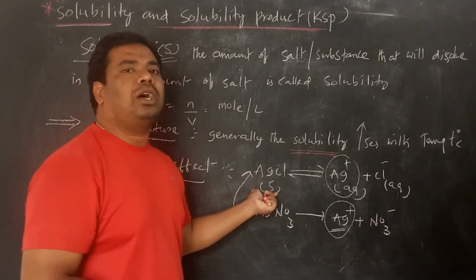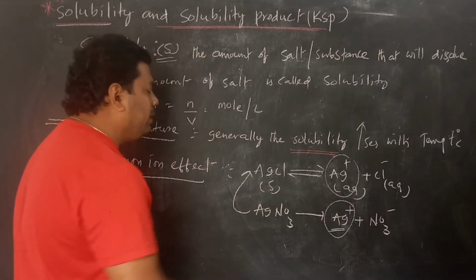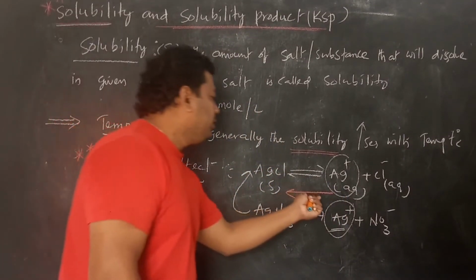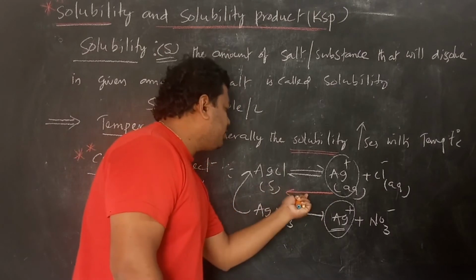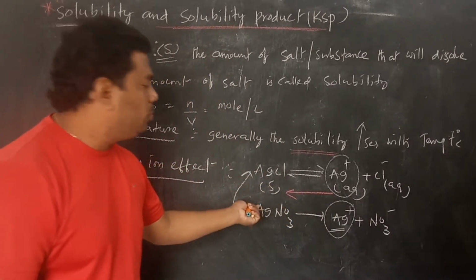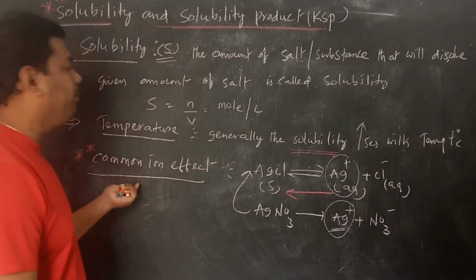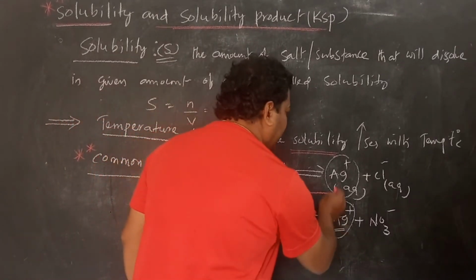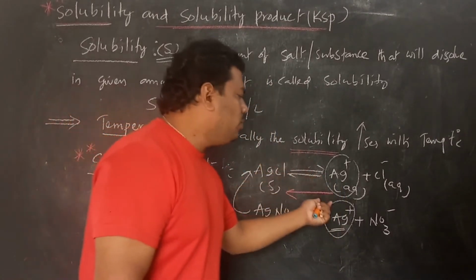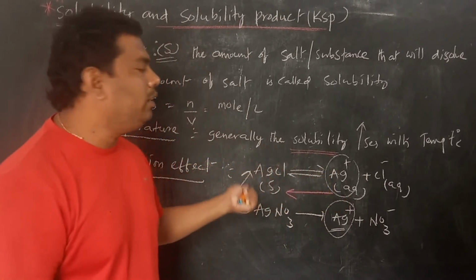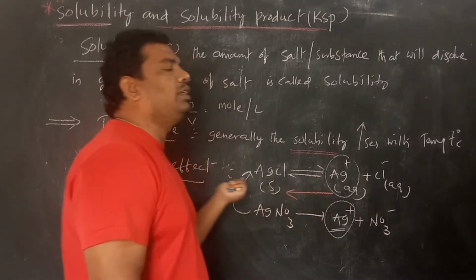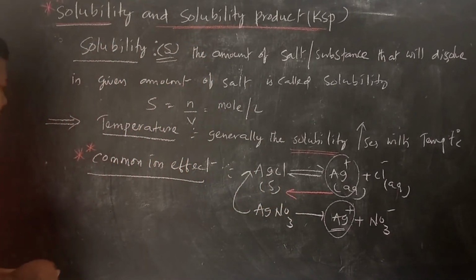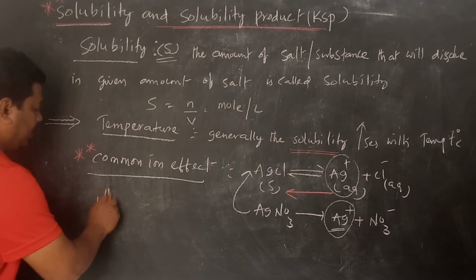It reduces the solubility of AgCl and the equilibrium shifts towards the AgCl side, which means the reaction shifts towards the left hand side, towards the reactant side. That is very important. If the common ion is present in the solution, it reduces the solubility of a salt and the reaction shifts towards the reactant side or left hand side. That is very important.